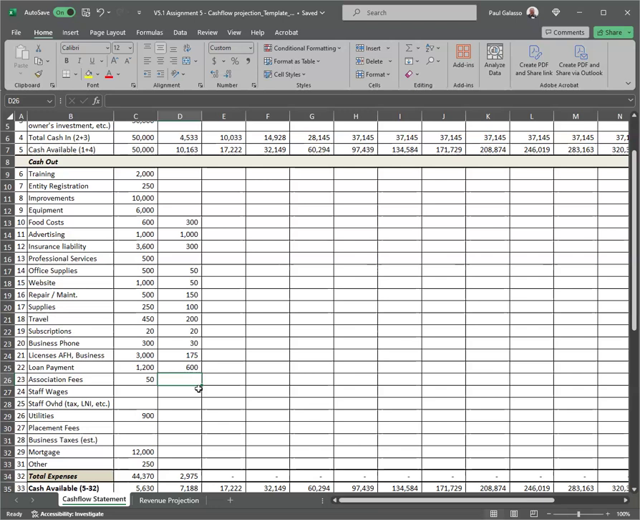Now we get into the association fees. Remember, that is the Adult Family Home Admin or the Adult Family Home Council. And there's a lot of benefits to that. And that charge is $50 a month.